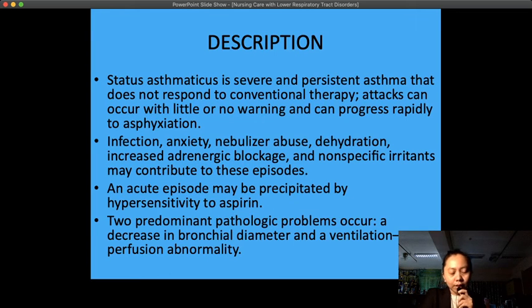So, status asthmaticus is a severe and persistent asthma that does not respond to conventional therapy. Attacks can occur with little or no warning and can progress rapidly to asphyxiation. So, infection, anxiety, nebulizer abuse, dehydration, increased adrenergic blockage, and non-specific irritants may contribute to these episodes. So an acute episode may be precipitated by hypersensitivity to aspirin. So two predominant pathologic problems occur: a decrease in bronchial diameter and a ventilation and perfusion abnormality.